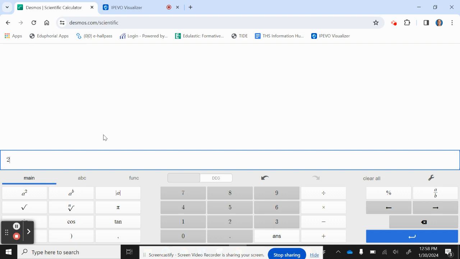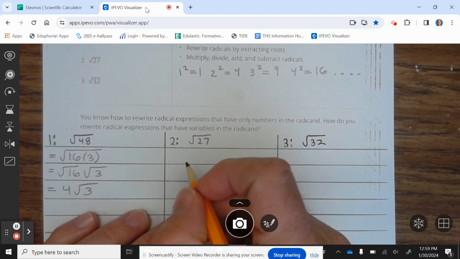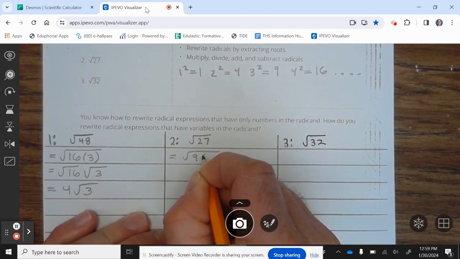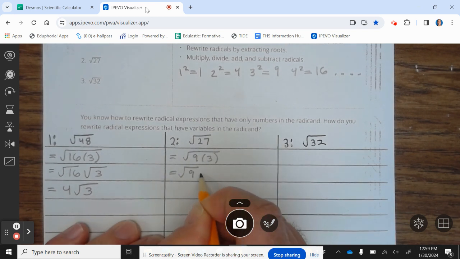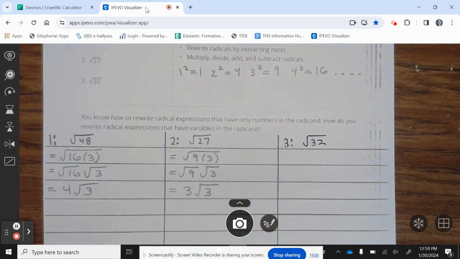So we're going to do 27 divided by 1, doesn't help. 27 divided by 4, nope. 27 divided by 9, we're down to 3, it's as small as we can go, so that works. So we can rewrite this as the square root of 9 times 3, which is the square root of 9 times the square root of 3, which is 3 square roots of 3. All right, go ahead and finish up number 2. All right, let's take a look at number 3.